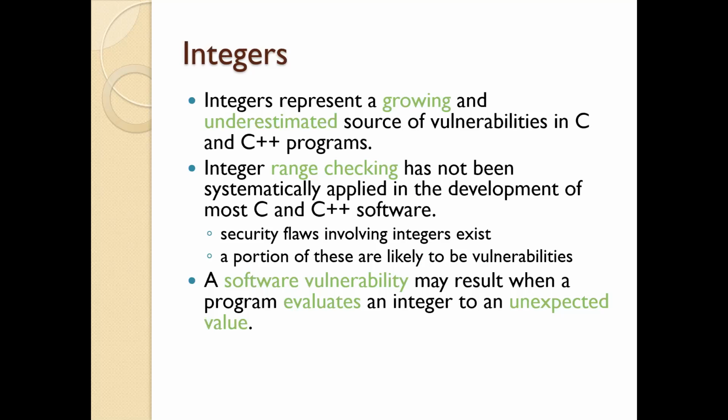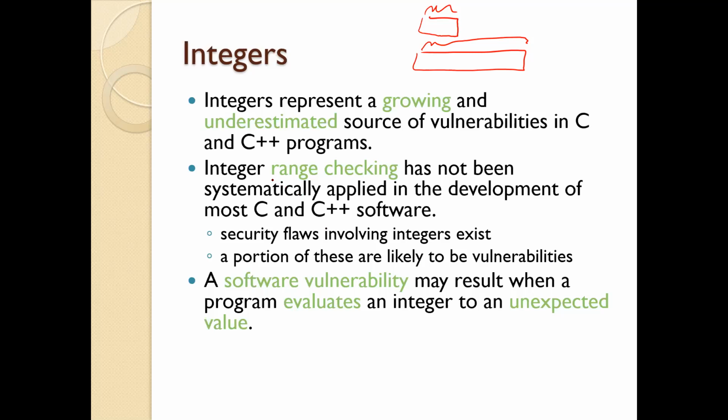The reason we have so many data types in C and C++ is that C is about efficiency and memory management, space in the hard drive, etc. There's a difference between one variable and another based on the data type, and that determines the amount of space that's taken up. That amount of space is quite important for efficiency's sake. Integers, because of this, represent a growing and underestimated source of vulnerabilities in C and C++ programs, and in other high-level languages as well.